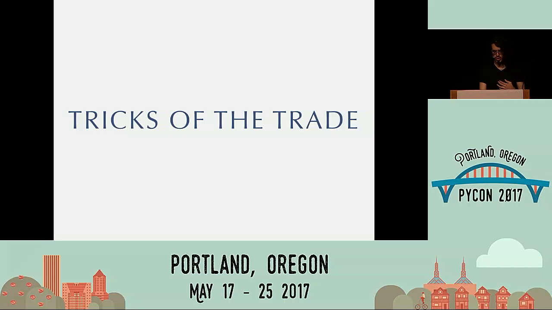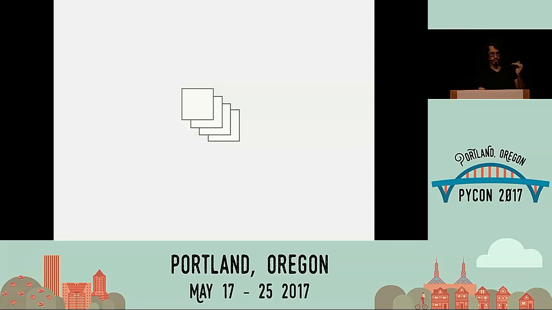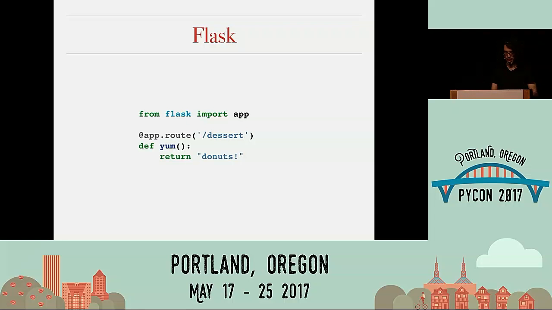Okay, so here are some tricks of the trade. Abstraction doesn't mean building a wall. You want your layers to be like a hood, and I want to be able to pop open the hood, and then maybe I want this to be a little bit see-through. Here's an example from Flask that does this.